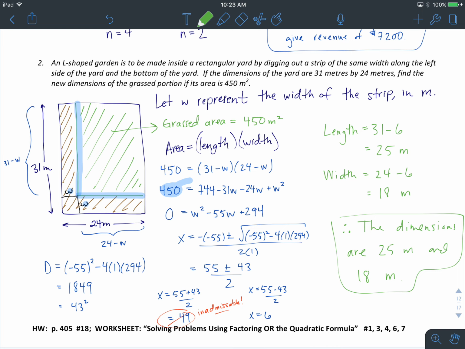So make sure you have this solving quadratics with factoring and the quadratic formula under control. Make sure you have solving problems requiring optimization under control before you head on to lesson number 6. So good luck with the homework, and we'll see you there.